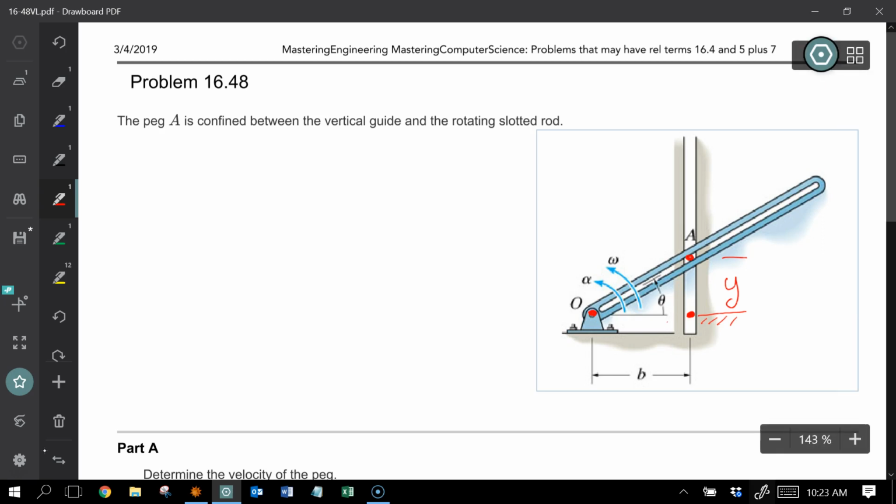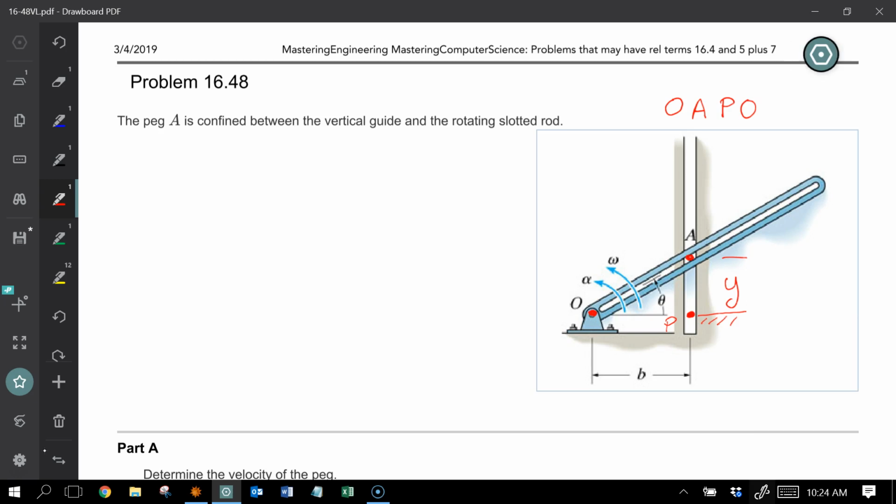So the special points in this case are O, A. I'm going to call this P right here for that red point that I put there. And my vector loop then is going to start, you can start anywhere you want to. So I'm going to start at O, go to A, then go to P, and then go back to O. You can start at P, it has absolutely no difference. It doesn't matter whether you go clockwise or counterclockwise.